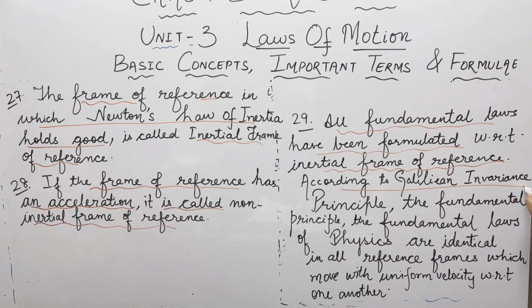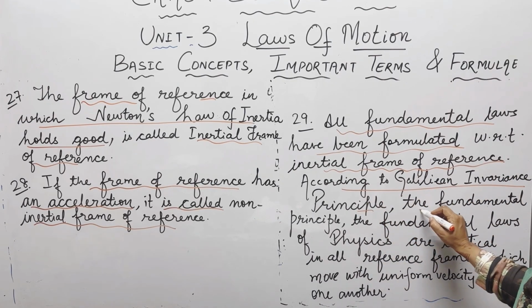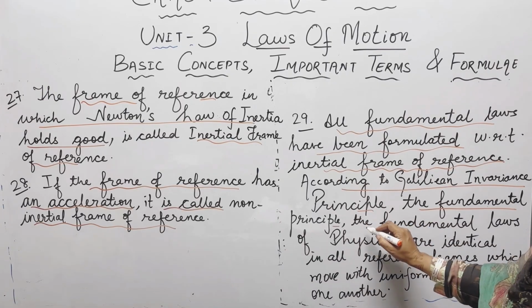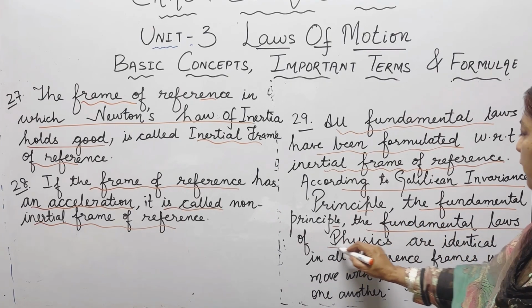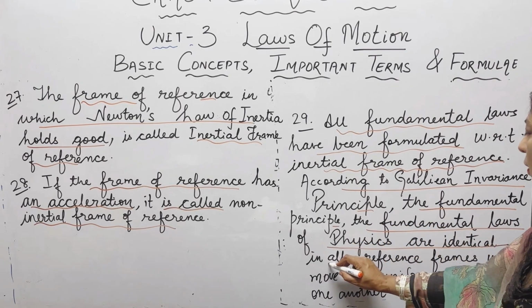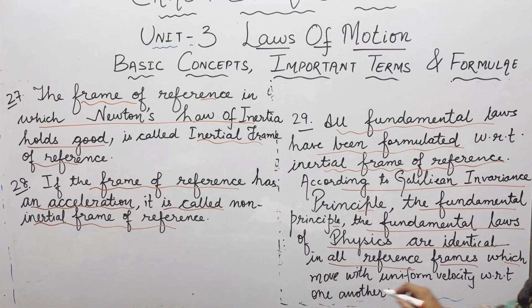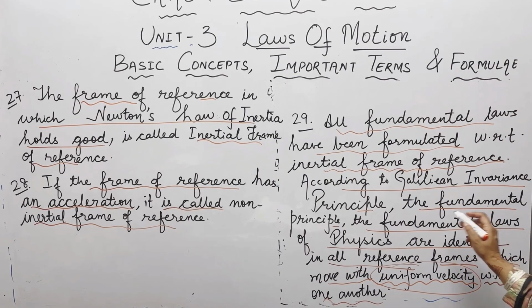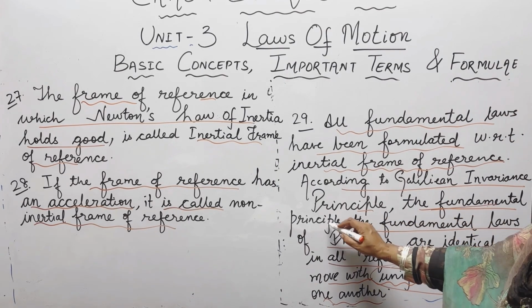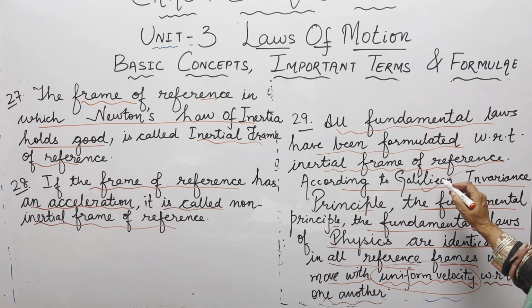According to the Galilean invariance principle, the fundamental laws of physics are identical in all reference frames which move with uniform velocity with respect to one another. Uniform velocity means there is no change in velocity, that is, no acceleration. This is about the fundamental principle that goes with the Galilean invariance principle.